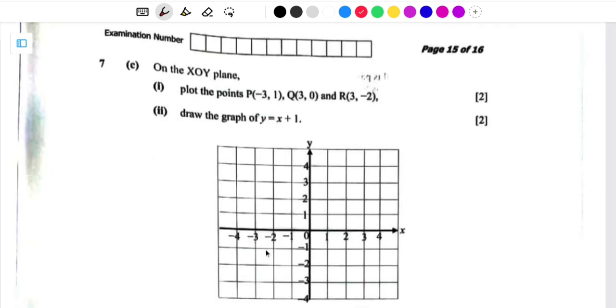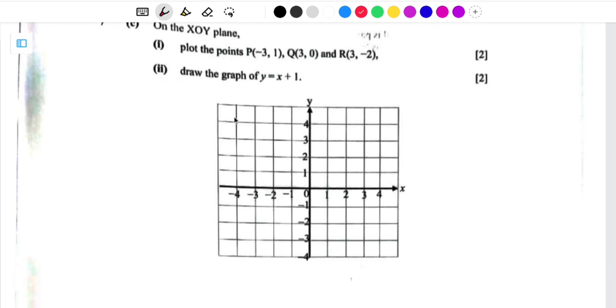And then for question C, question 7C, on the XY plane, plot the points. We have negative 3, 1. Remember the coordinates are in the form of x, y. So negative 3 is in the x-axis, and x-axis is this one here. So these numbers that we're able to see, these ones here, they are in the x-axis. Okay? Then we also have the y-axis, which is this one here. So whatever numbers we are having here, they are in the y-axis. That is what it means.